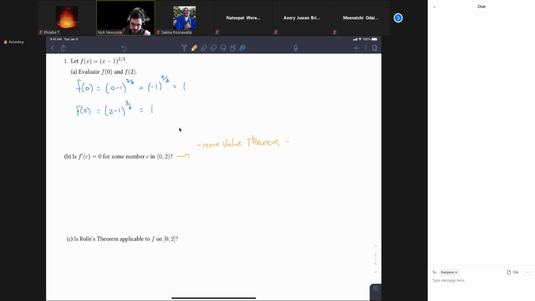So let's just recall what that says. All right, so mean value theorem says that if f is continuous on some closed interval a to b and differentiable on the open interval, then there exists some number c inside the interval a to b such that f prime of c is equal to f of b minus f of a over b minus a. Right, that's mean value theorem.